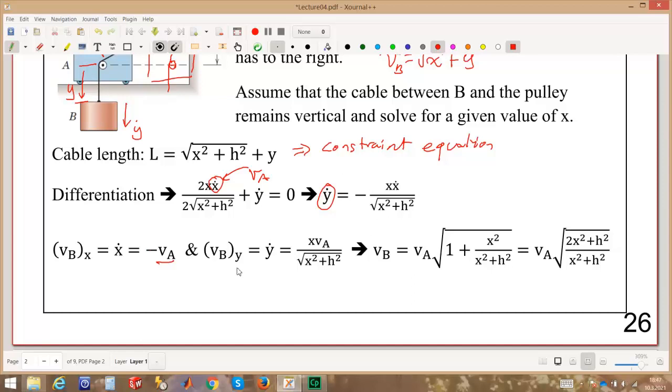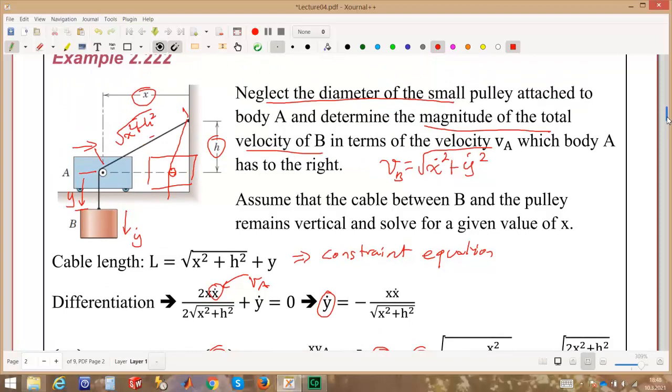Here we have the y component of the velocity of B, and there we have x dot. We're going to exchange that with the velocity of A, and as a result we find the velocity of B as a function of the velocity of A. The assumptions we had here are that the cable's length is constant, it's not flexible, and there is this small pulley. So we were able to obtain the velocity of B in terms of the velocity of A in this question.